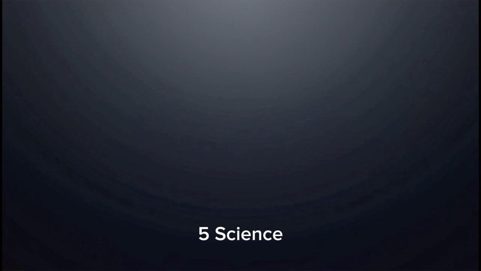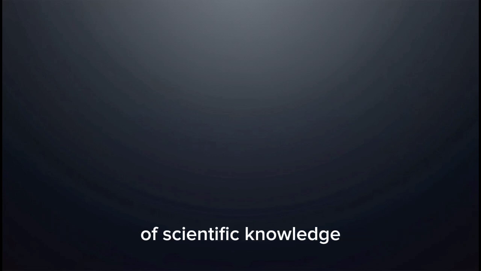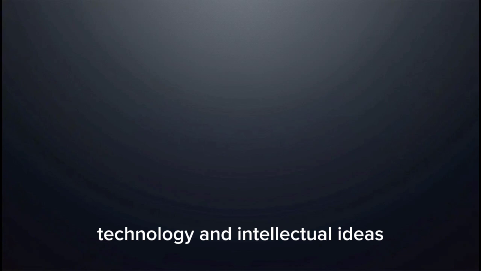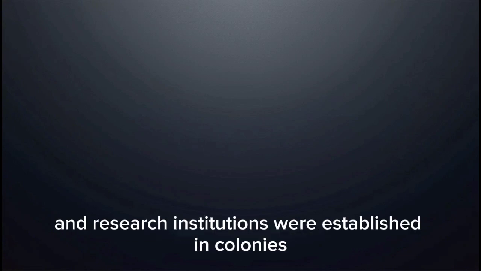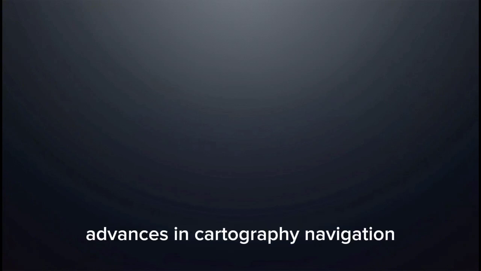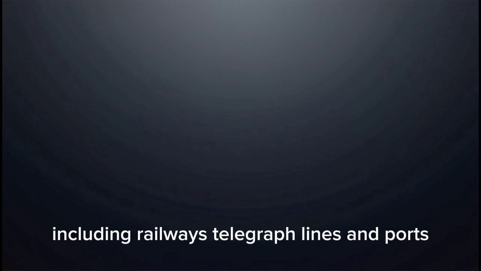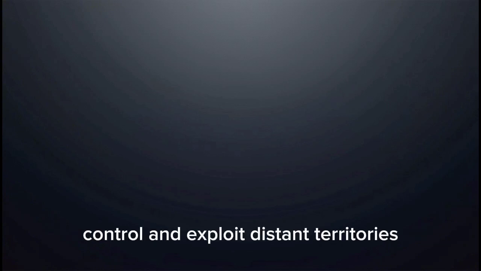5. Science, technology, and knowledge production. The British Empire was also a vehicle for the global circulation of scientific knowledge, technology, and intellectual ideas. Botanical gardens, museums, and research institutions were established in colonies to study natural resources, classify flora and fauna, and facilitate agricultural and industrial development. Advances in cartography, navigation, and engineering were applied to imperial projects, including railways, telegraph lines, and ports, enhancing Britain's ability to control and exploit distant territories.